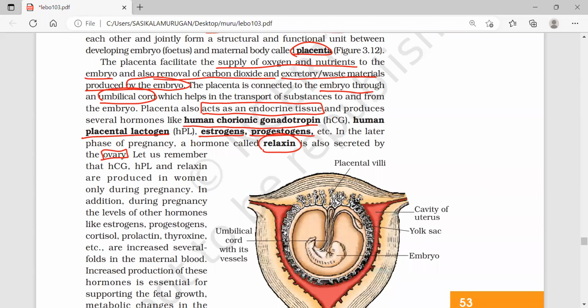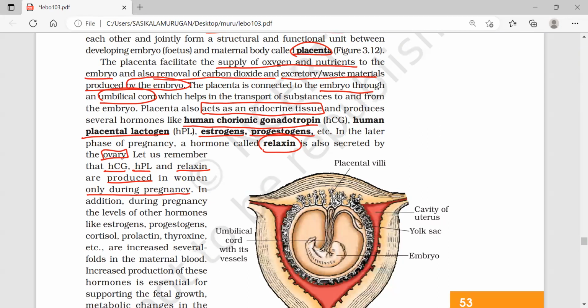That is synthesized by the ovary, that is relaxin. Another important point to note is that only during pregnancy are HCG, HPL, and relaxin produced in a woman. So how will they ask questions? Only during pregnancy, what are all the hormones synthesized? We can expect a question like this. The answer is HCG, HPL, and relaxin.